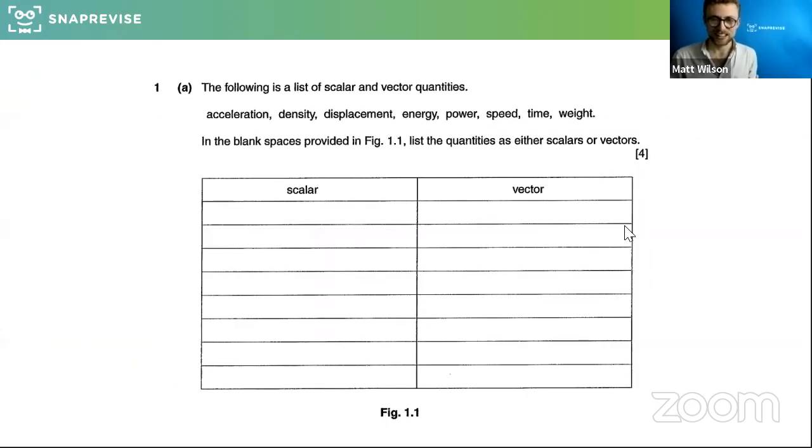Okay, so let's start by having a go at a question. This is a warm-up question. The following is a list of scalar and vector quantities: acceleration, density, displacement, energy, power, speed, time, weight, all the main quantities you ever seem to come across in physics. In the blank spaces provided, list the quantities as either scalars or vectors. So what do we reckon? Let's start with acceleration.